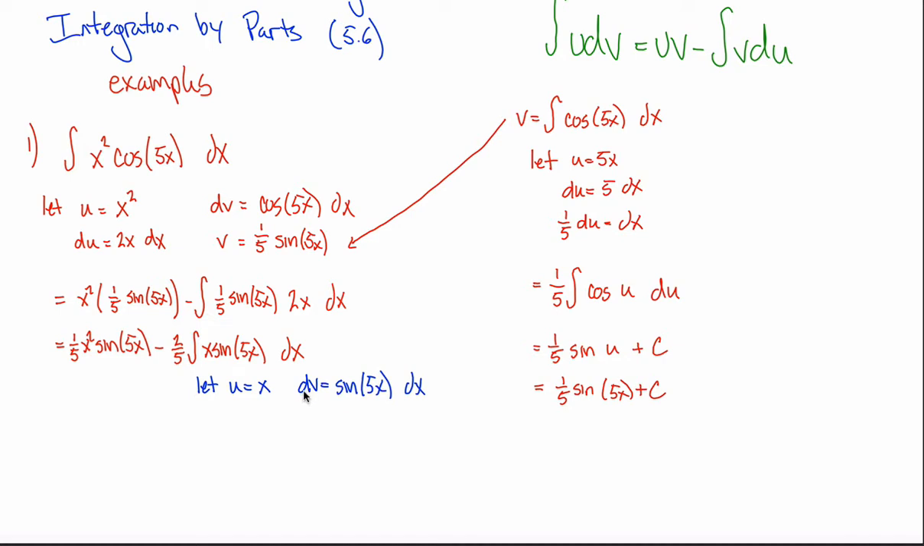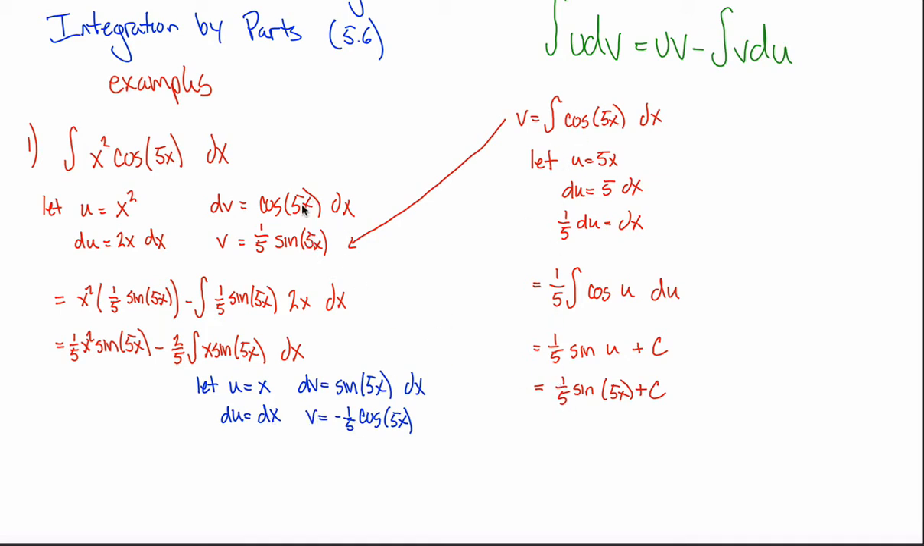Anyways, if u is x, then dv has to be equal to the sine of 5x dx, kind of what I have left here. And when I take the derivative of u, I get 1. So therefore, du is just 1 dx, or just dx if you want. And to figure out v, well, yeah, you could use u substitution again.